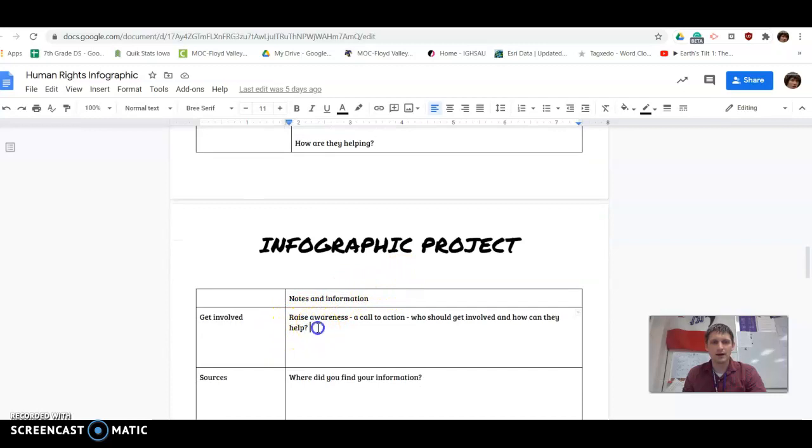And how can other people like me or you or your classmates get involved? So who can get involved and how can we help? Like, what do we need to be able to do?